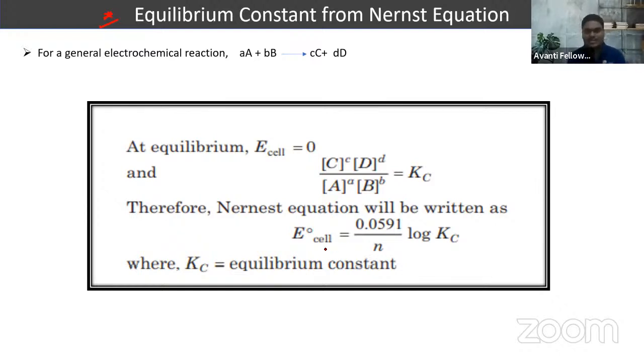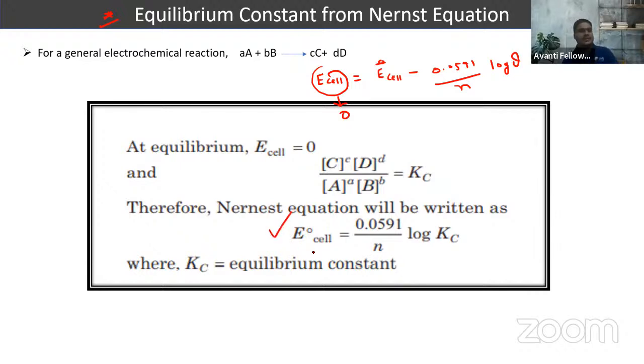Now, therefore, we can write the Nernst equation as, because we know that E cell is equal to E naught cell minus 0.0591 divided by n, and this is log Q, right? So here Q we have as Kc. At equilibrium, E cell is equal to 0. So if this quantity is 0, we can write E naught cell is equal to 0.0591 upon n, and this is log Kc. So this Kc is known as the equilibrium constant.